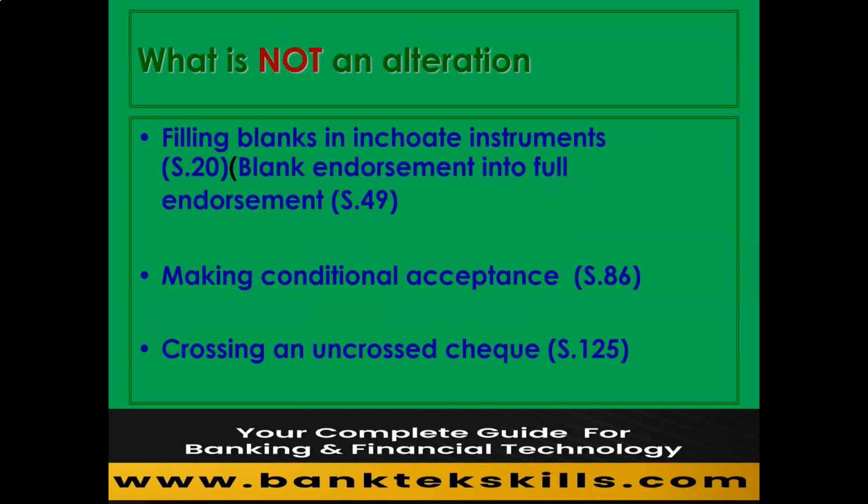What is not an alteration? Filling blanks in incomplete instruments, blank endorsements into full endorsements. In certain cases, suppose a last endorsee, a payee, just signs on the back of the check, it becomes a bearer check, and any person can write a name above the payee's or endorsee's signature. That we call incomplete instruments. Making conditional acceptance, section 86, crossing and uncrossing a check under section 125. This is not a material alteration.